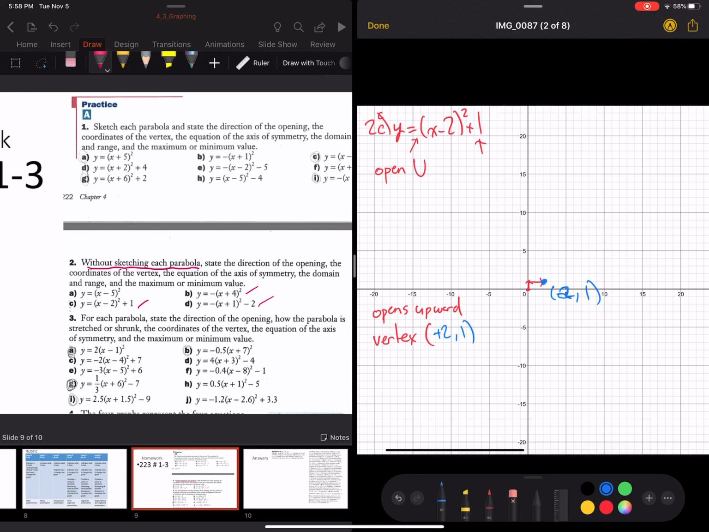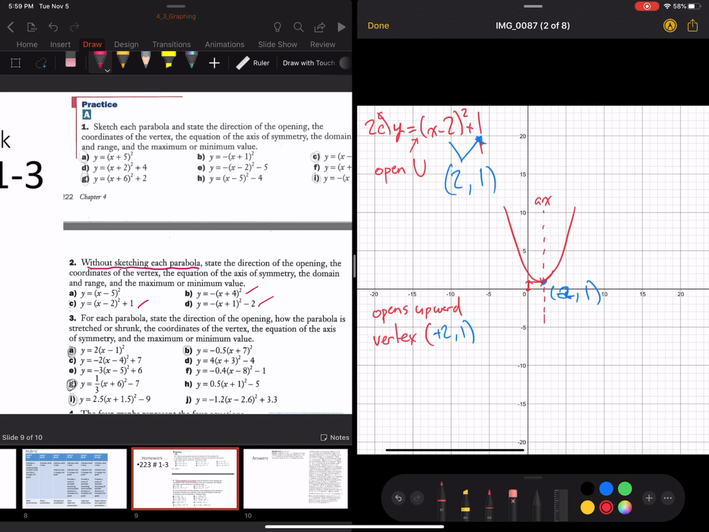Now, without looking at this, our vertex is going to be taken from these two numbers. Okay? This 1 is my y value. And if you have a minus, you just take the number, and that's my x value. Okay? Next step. It opens upwards, so let's just roughly draw it.